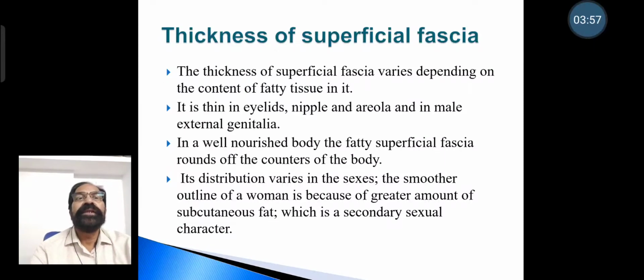The thickness of superficial fascia varies depending on the content of fatty tissue in it. It is thin in eyelids, nipple, areola and male external genitalia. In a well-nourished body, the superficial fatty fascia rounds off the contours of the body. Its distribution varies in the sexes. The smoother outline of a woman is because of a greater amount of subcutaneous fat, which is a secondary sexual character.